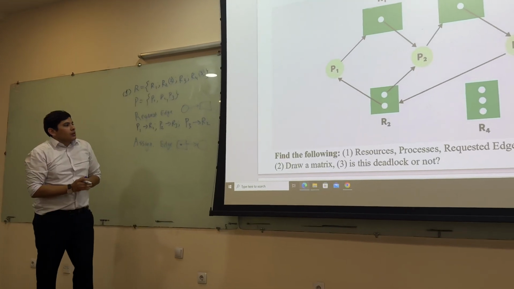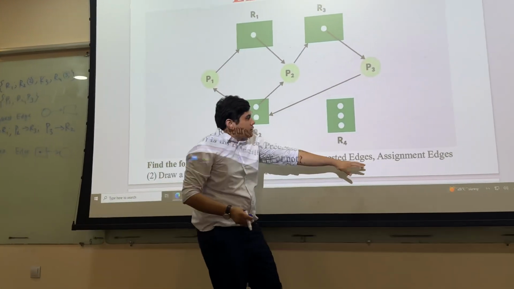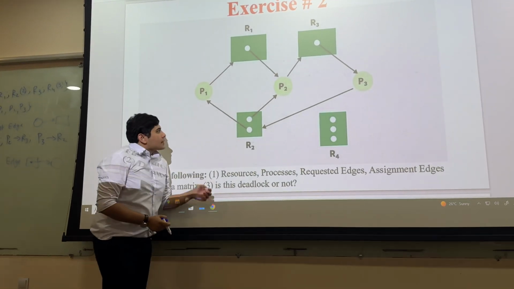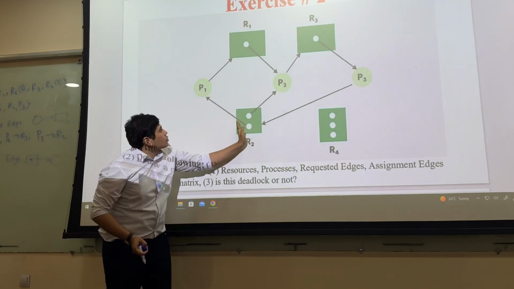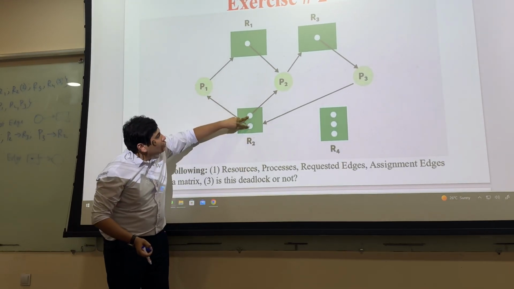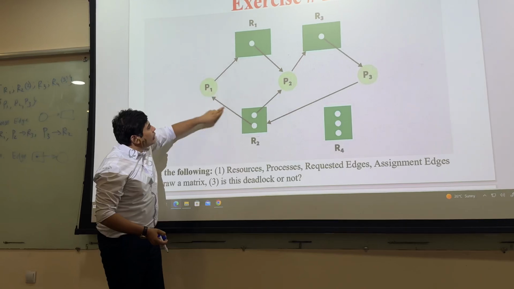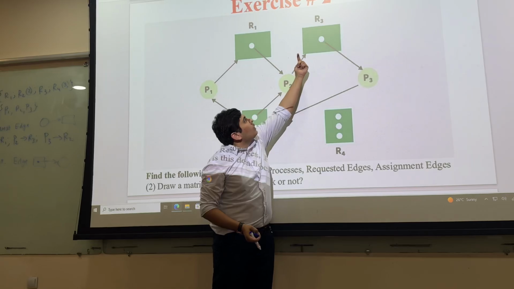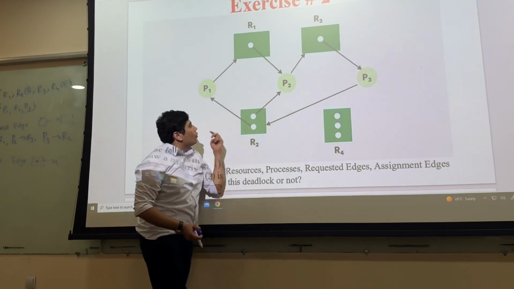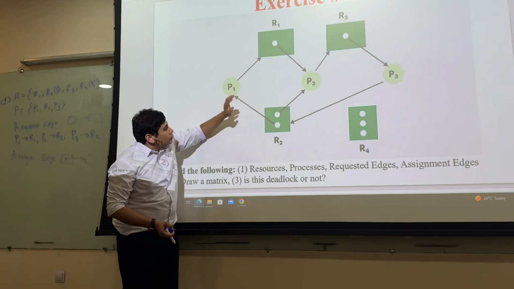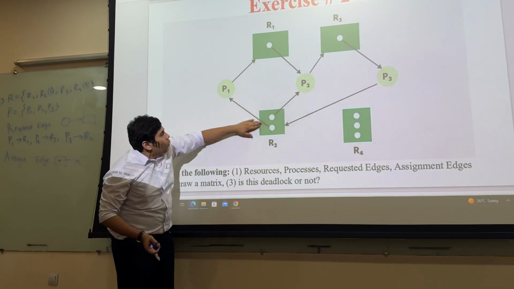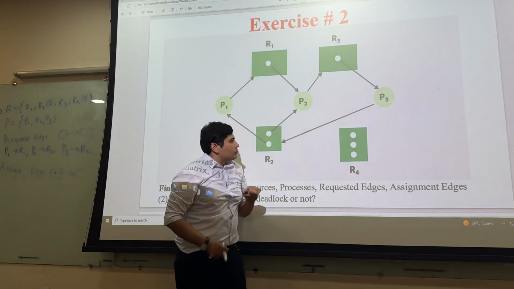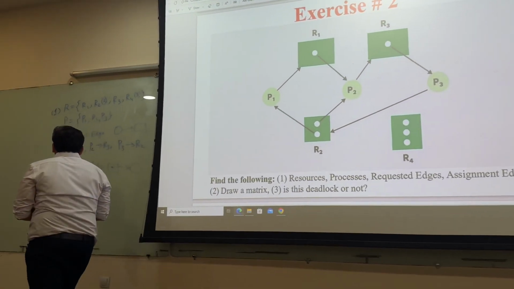That's it. So now we need to find the assignment edges. Assignment means it is holding. An assignment edge will come from the resource. Resource number 2, we have 2: one of them is assigned to P1, and another is assigned to P2. From resource number 3, we have only 1, and it is assigned to P3. So how many assignment edges do we have? 1, 2, 3, 4, right?